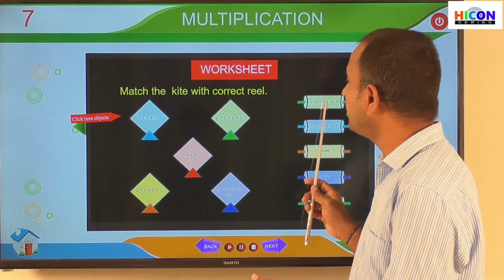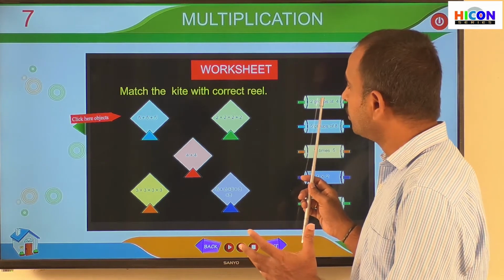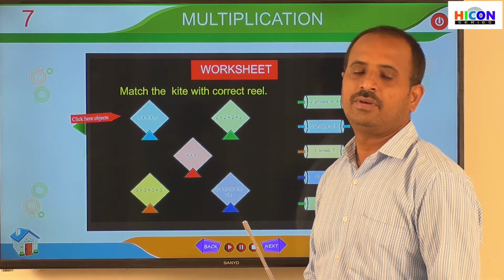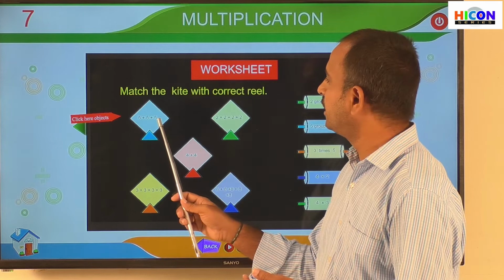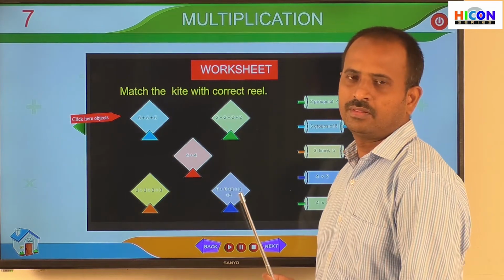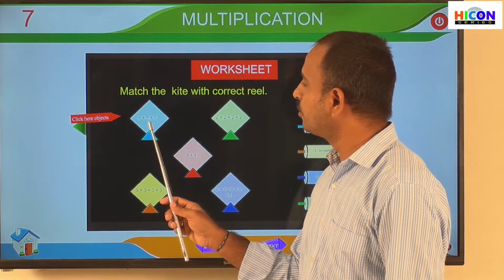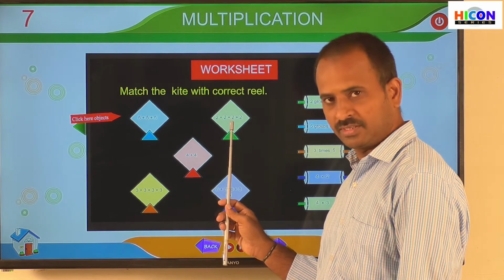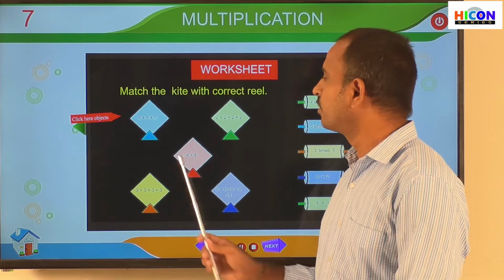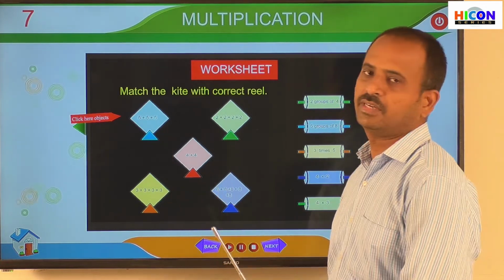Now we have to match the reels to the correct kite, or we have to match the kite with its correct reel. That means what reel we have to choose for the first kite and what reel we have to choose for the second kite. So in this way, we have to match the correct reel for each kite.